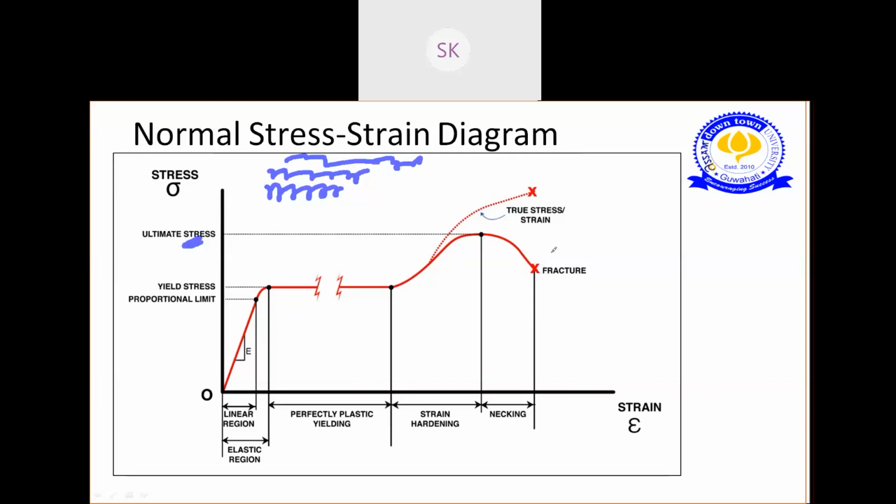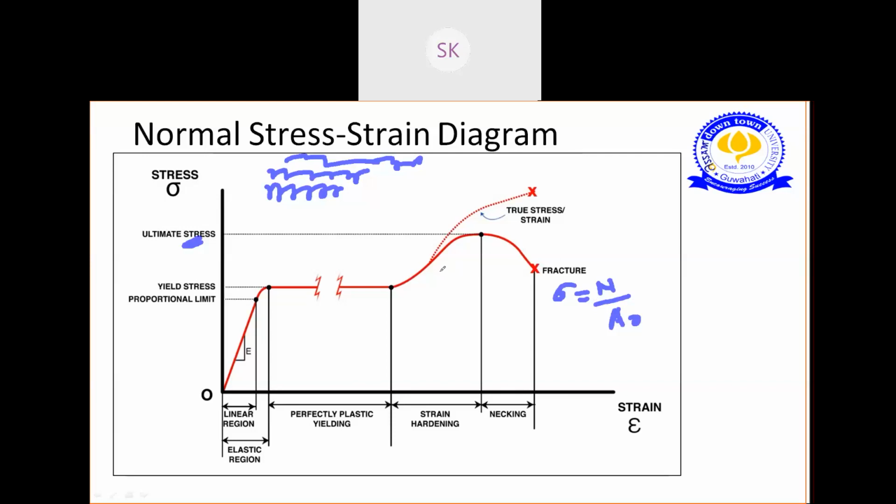Now see, here the stress is your nominal stress. I have discussed nominal stress is nothing but normal force by original area, right? When you calculate nominal stress, that is engineering stress. We use engineering stress in our structures. That's why, since the area is more, this stress will be less. That's why it comes down.